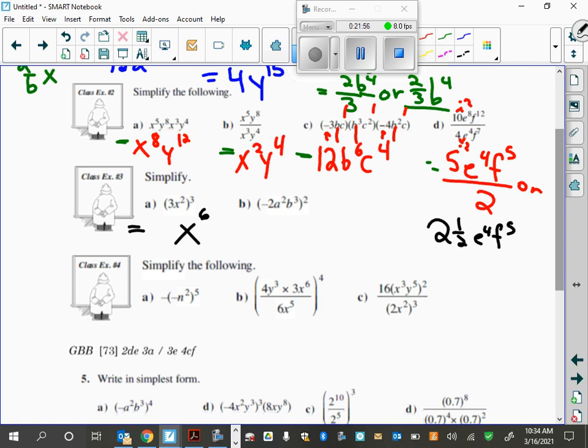Okay, 3 times 3. No, you multiply exponents. 3 is not an exponent. So that's the most common mistake, students put 9. It's not 9. It's 3 cubed. What's 3 cubed, everybody? 27. Go ahead and do B for me, please.